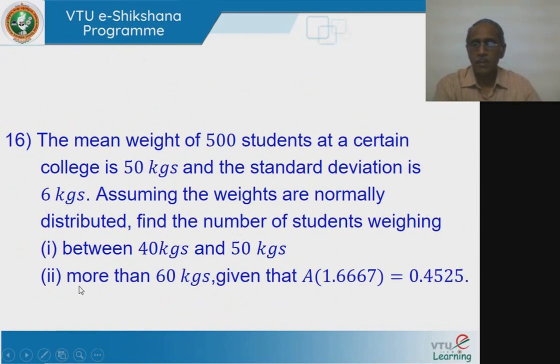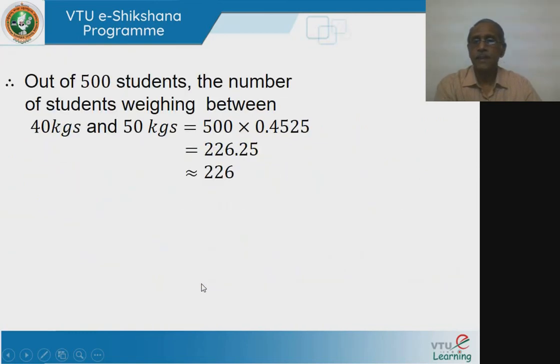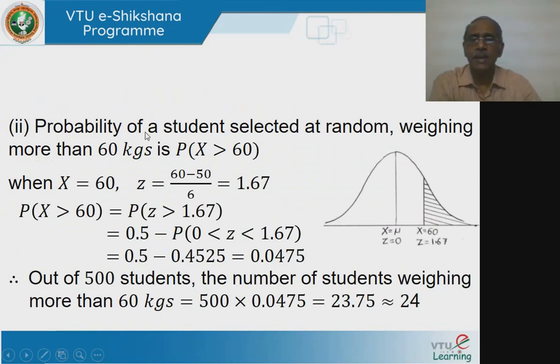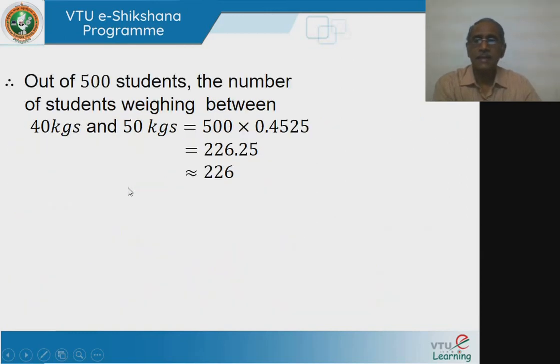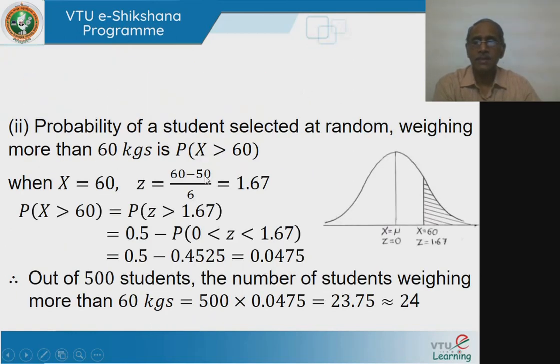Find the number of students weighing more than 60 kgs. First, let us find the probability of a student selected at random weighing more than 60 kgs, which is the probability of x greater than 60. Let us calculate the value of z at x equal to 60. When x is equal to 60, z is 60 minus 50 divided by 6, which gives 1.67. Therefore, the probability of x greater than 60 is equal to the probability of z greater than 1.67.